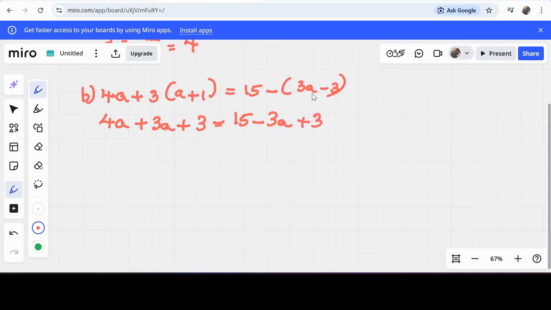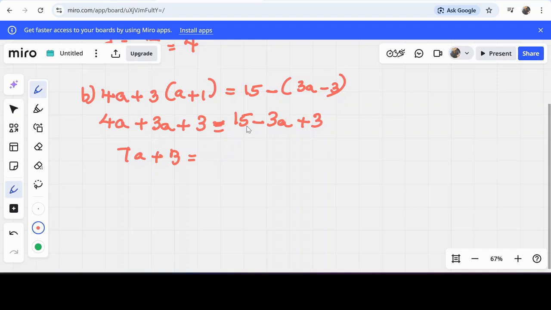After opening the bracket, you don't need to put the bracket again, otherwise you will get confused in the next step. So after multiplying the 3 to both the terms on the left hand side, we don't need to put the bracket again. Now here we know how to solve. It's the same as our previous problem. So 4a plus 3a is what? 7a plus 3. 7a plus 3 is equal to 15 plus 3.